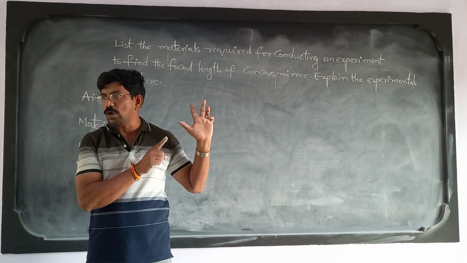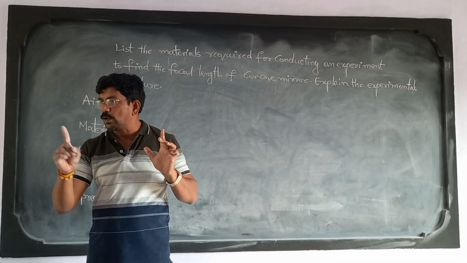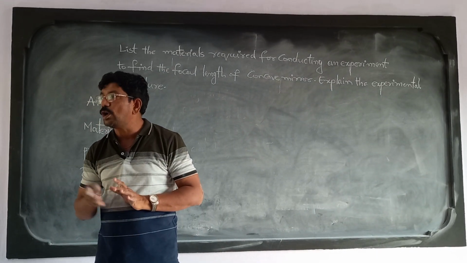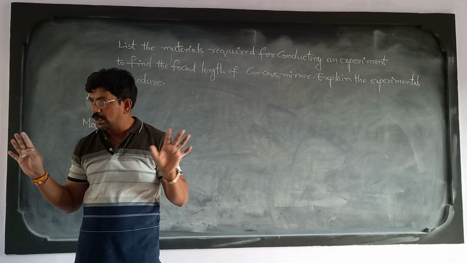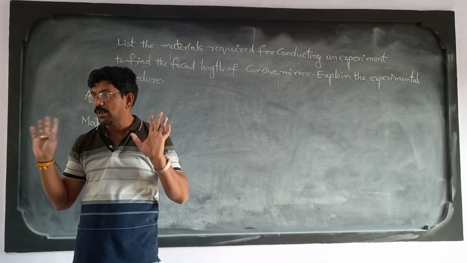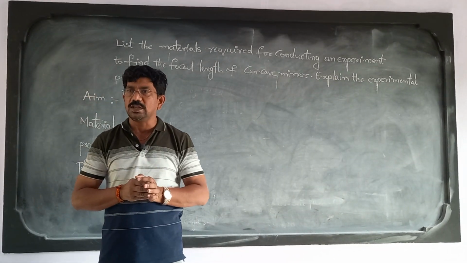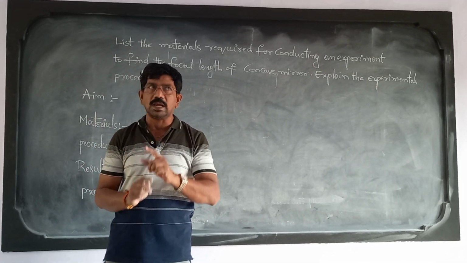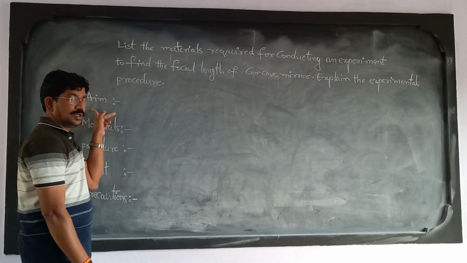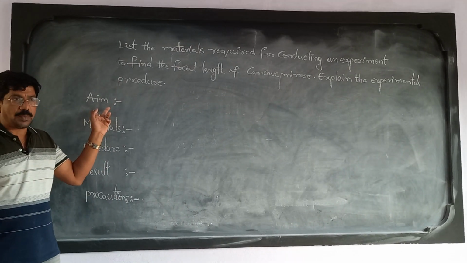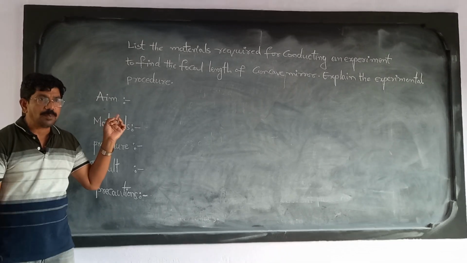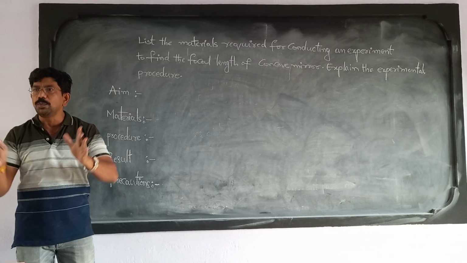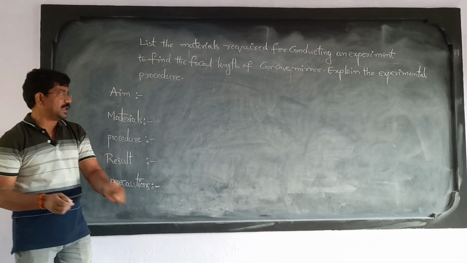Whenever you are asked about reflection, you have to write concave mirror. In the case of refraction, you have to mention convex lens. All other materials are the same. Whenever this type of experimental question is given, these are the steps you have to remember. First, the aim. What is the aim of this experiment? To find the focal length of the concave mirror or given lens.